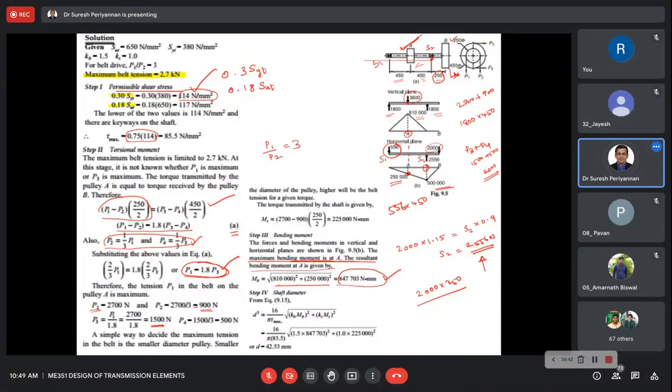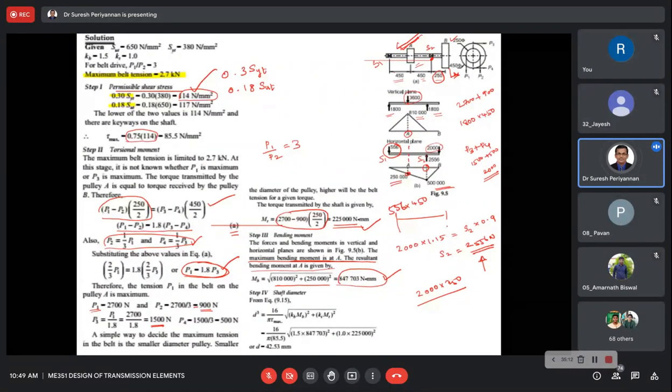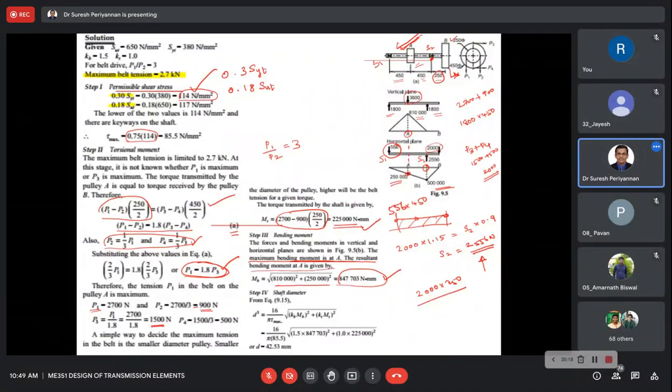Now come to the twisting moment, which we already discussed here. What is the twisting moment? I'm considering (P1 minus P2) into the first pulley, that is (P1 minus P2) into 250 by 2. Then this is our twisting moment. If you take pulley 2, pulley B, the twisting moment is also the same. If you draw the diagram here, the twisting moment diagram is like this.